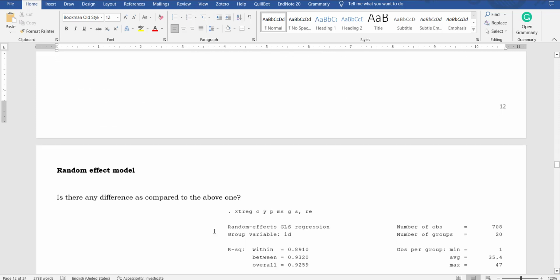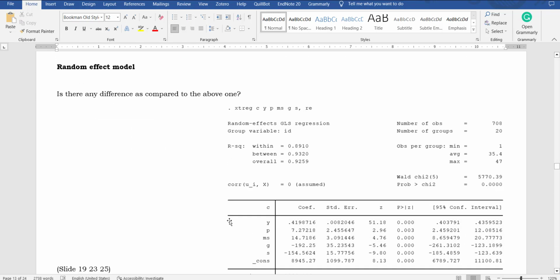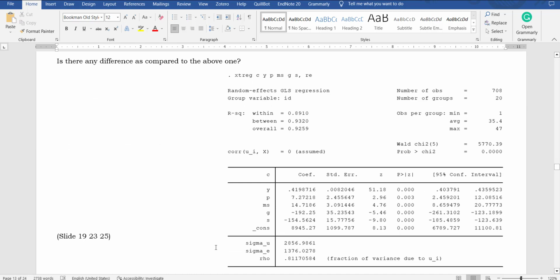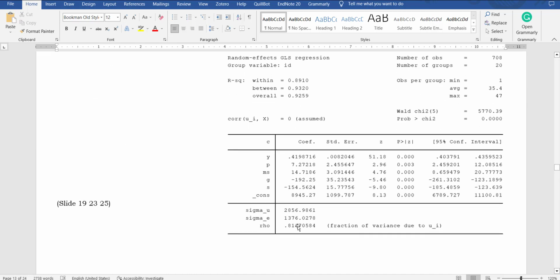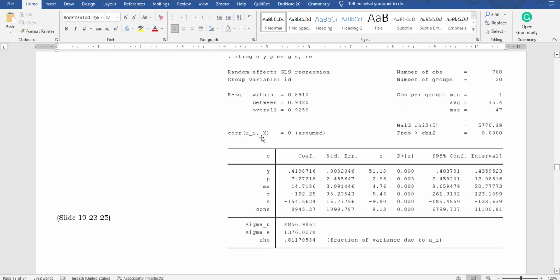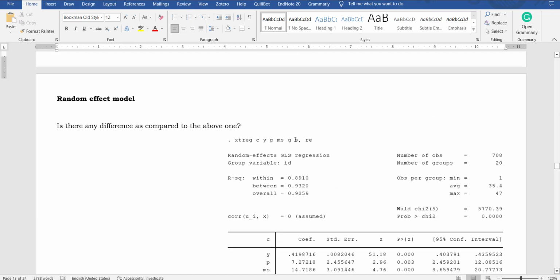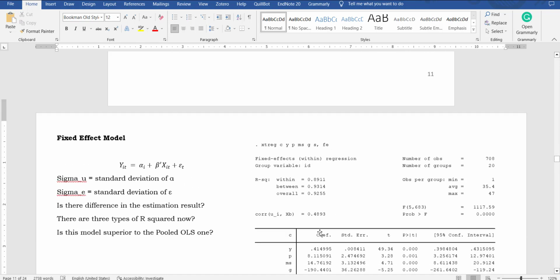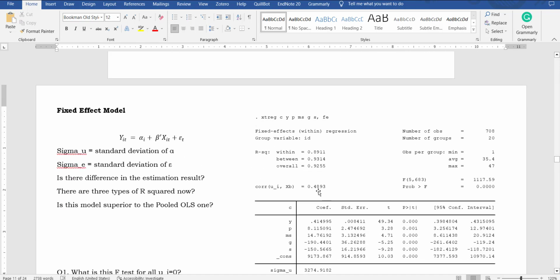Then there is the random effect model. This is another way to estimate cross section differences. It assumes that our independent variable and the cross section effect should not be correlated. So a random effect model should be used when the cross section differences in the intercept are not related to the theory that you are going to estimate. But in the fixed effect model, there can be a correlation. Here it is 48% correlation.